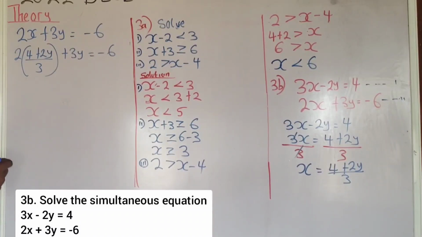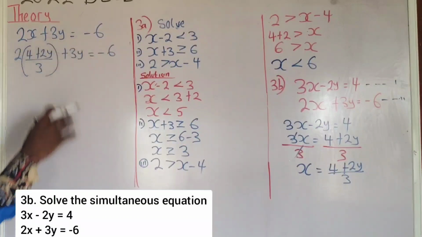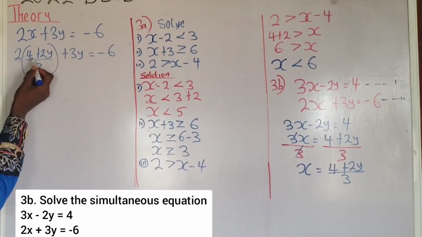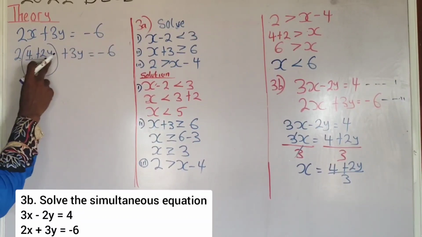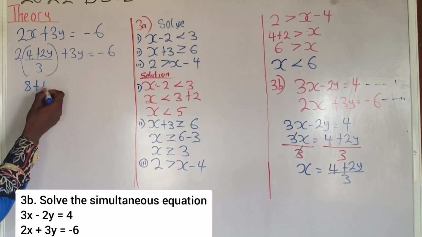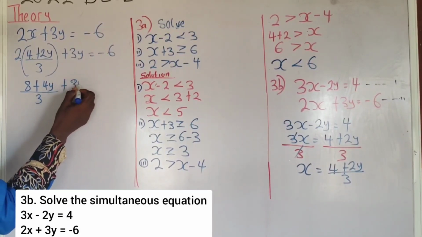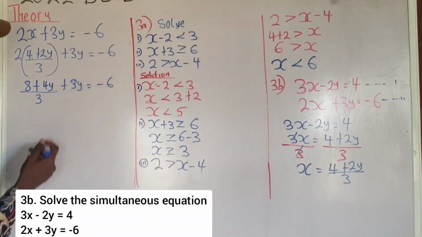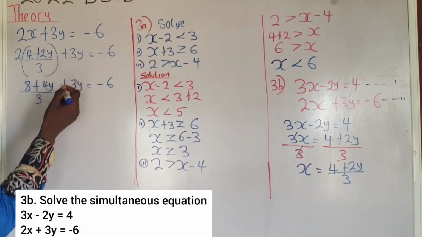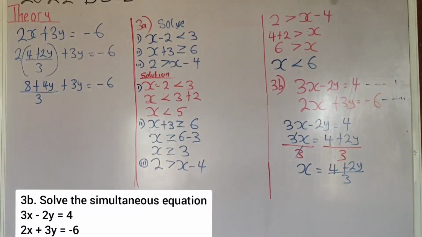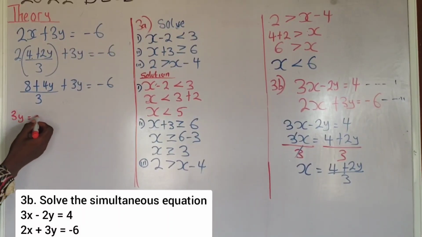Now we are going to use this 2 to open the bracket. 2 multiplied by 4 is 8. 2 times plus 2y is plus 4y. So I'm going to have 8 plus 4y over 3, plus 3y equivalent to negative 6. Now in the left hand side, don't forget that 3y can be written as 3y all over 1. Please pay attention.